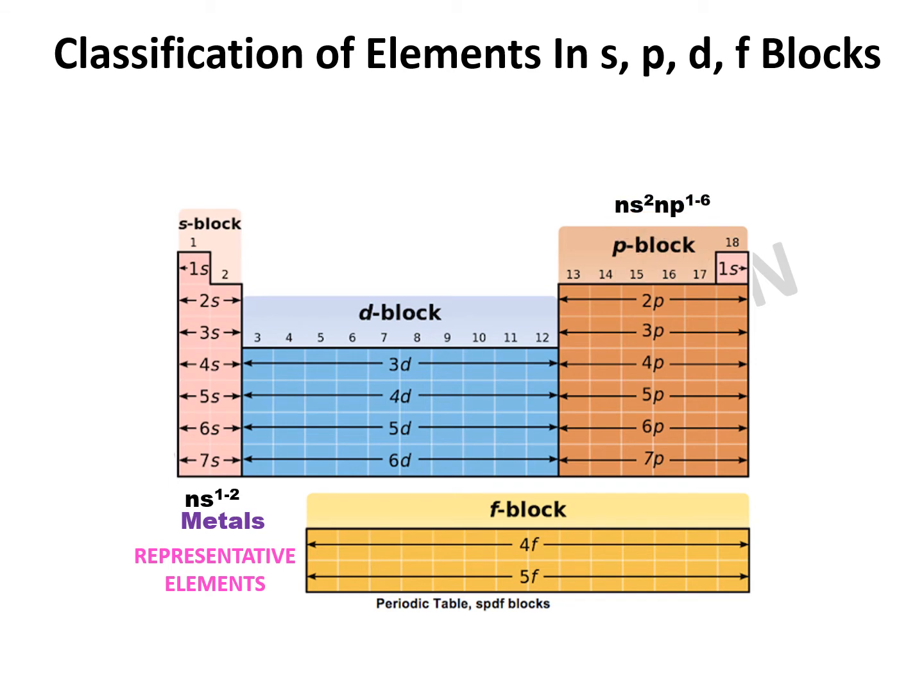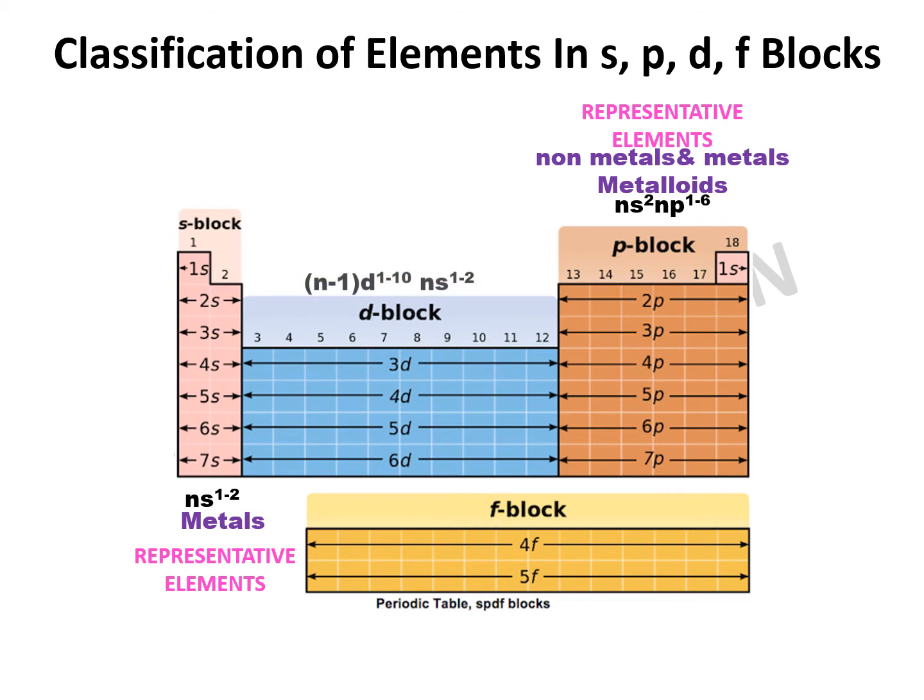ns2 np1-6 is the general electronic configuration of p block elements, where the last electron enters in the p orbital. They include metals, nonmetals and metalloids, also known as representative elements. (n-1)d1 to 10 ns1-2 is the general electronic configuration of d block. They are metals, also known as transition elements, present in between s and p block.